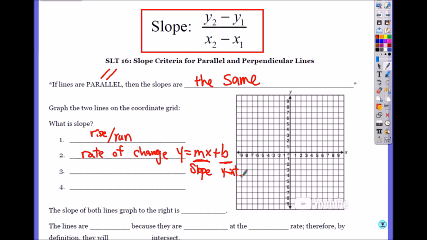What else? We can write the formula down, right? Slope equals y2 minus y1 over x2 minus x1, which is the same as change in y over change in x. So you can say change in y over change in x, right?